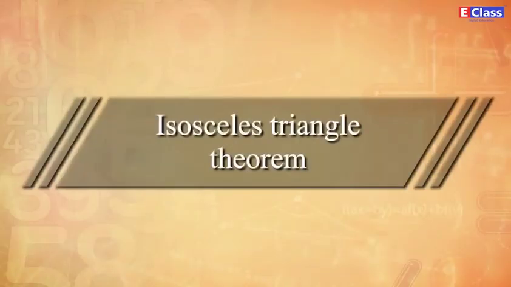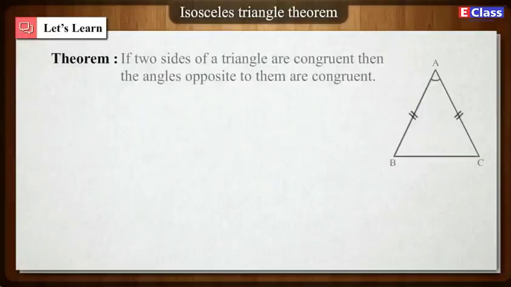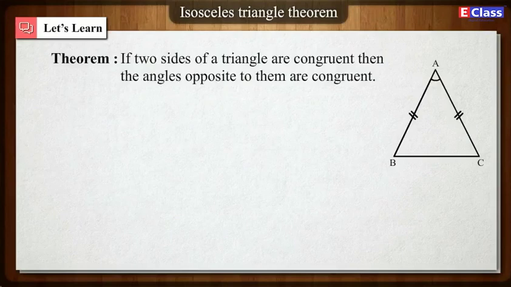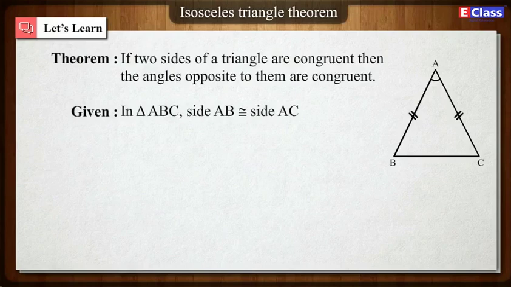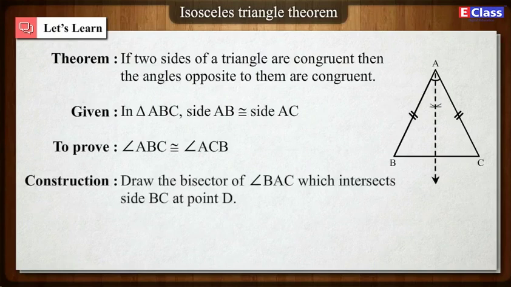Isosceles triangle theorem. Let's learn. Theorem. If two sides of a triangle are congruent, then the angles opposite to them are congruent. Given. In triangle ABC, side AB is congruent to side AC. To prove, angle ABC is congruent to angle ACB. Construction. Draw the bisector of angle BAC which intersects side BC at point D.